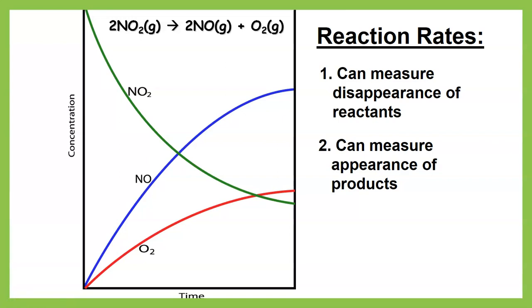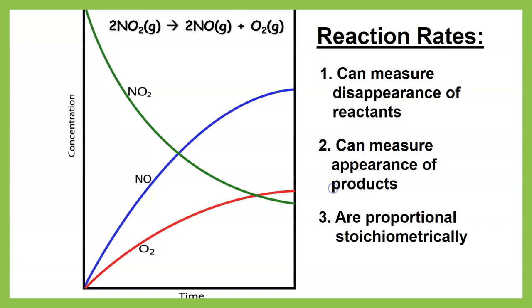You should notice that the blue line and the red line don't have the same slope, do they? One of them is increasing twice as fast as the other one, because these rates are proportional to the stoichiometry, to the coefficients that we see in the balanced reaction. When you look here, you can see that nitrogen monoxide is being made at twice the rate as the oxygen. And you can see that here, its slope is twice what the oxygen is.